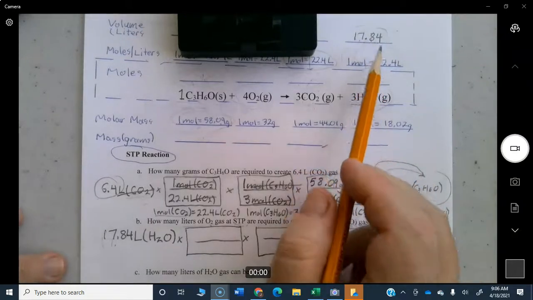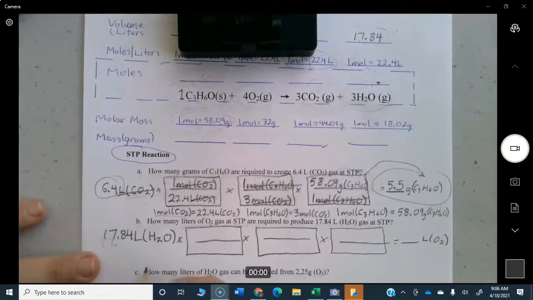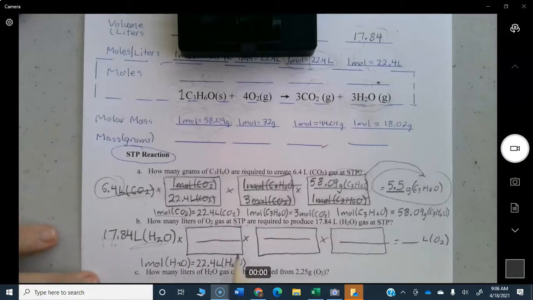So the first conversion is 17.84 goes through this. So you write that down. And it's of H2O. Okay, which one on top, which one on bottom? The one on bottom has to be the same as this one. That's all you have to remember. So that would be the 22.4 liters. So cancel and cancel. So the other one goes on top.